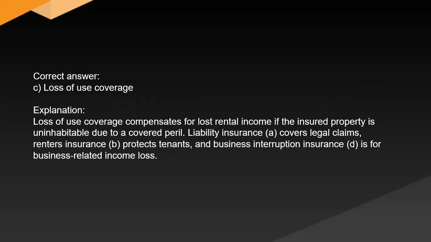Correct answer. C. Loss of use coverage. Explanation. Loss of use coverage compensates for lost rental income if the insured property is uninhabitable due to a covered peril. Liability insurance, A, covers legal claims. Renter's insurance, B, protects tenants. And business interruption insurance, D, is for business-related income loss.